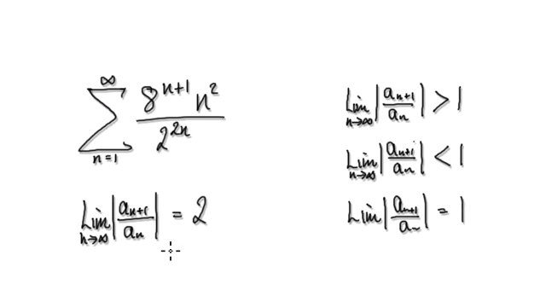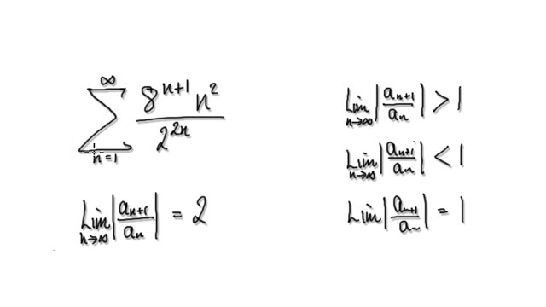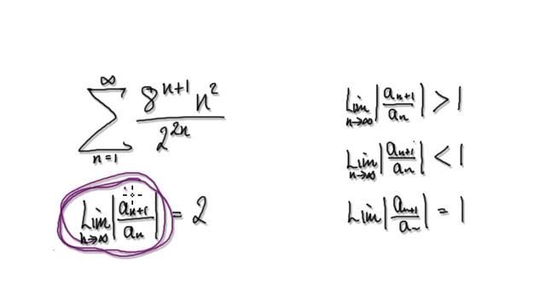Going back to the very beginning, we were trying to determine if this will converge or if this will diverge. We wanted to use the ratio test. When it comes to the ratio test, we always need to compute this value here. Well, this value turns out to be 2.